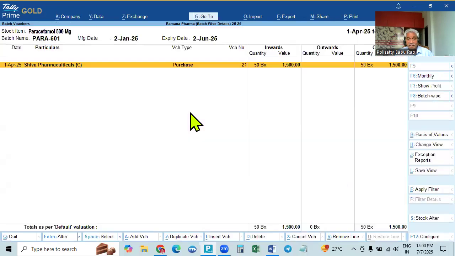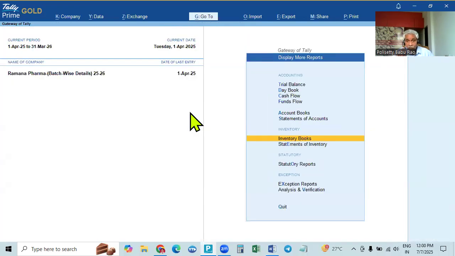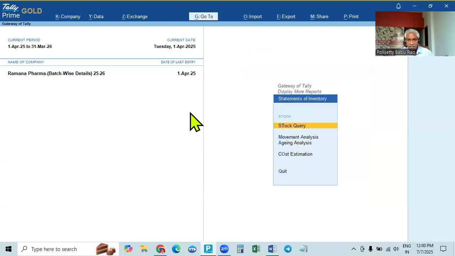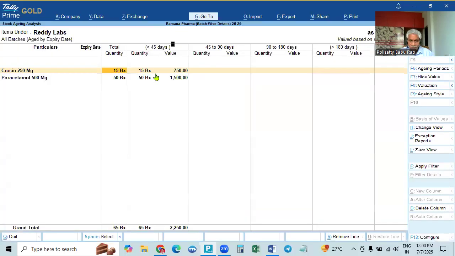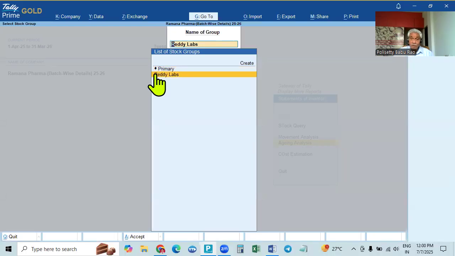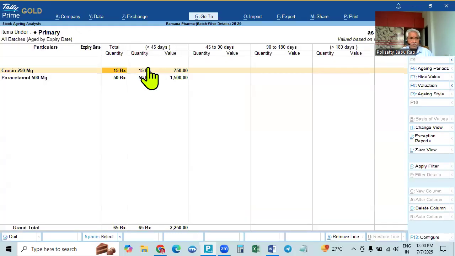If you want to see the expiry details, instead of going to inventory books, go to statement of inventory, and here go to ageing analysis, age analysis. If you go to age analysis, it will show all the groups. If you select this group, only the items in that group will show. And if you select another group, that will show. But if you want to see all the items in all the groups, then select Primary, which means all items. Primary means all batches, all items under all groups. But we have only two, it is showing.